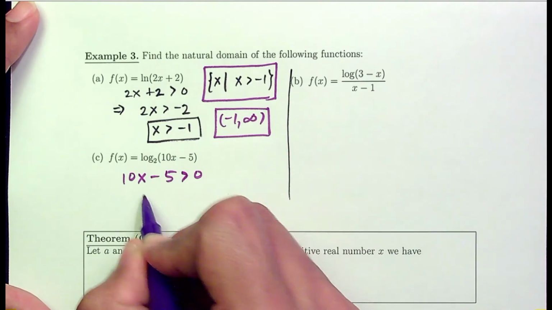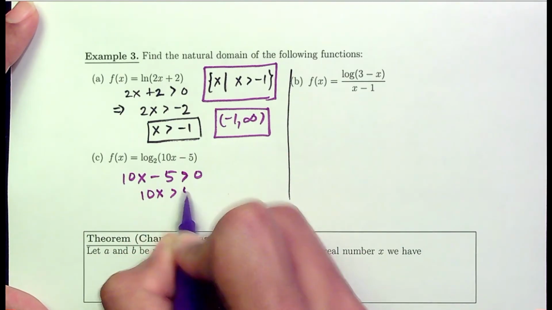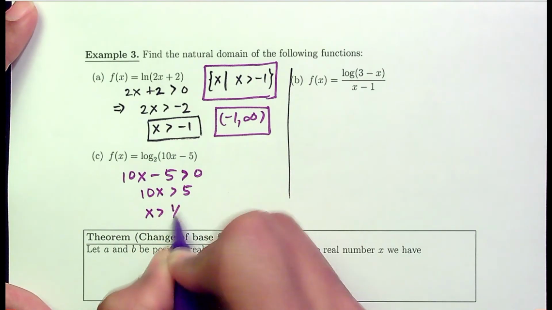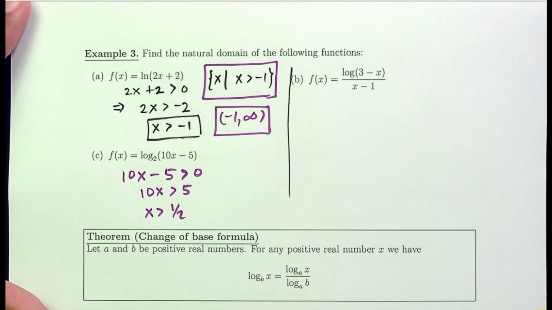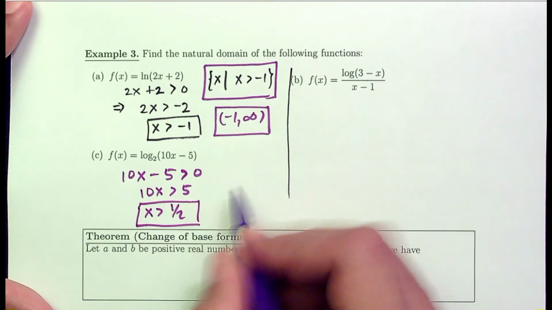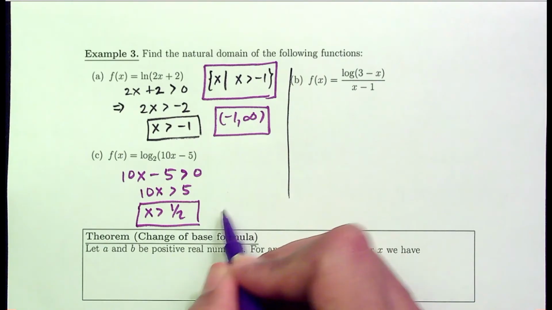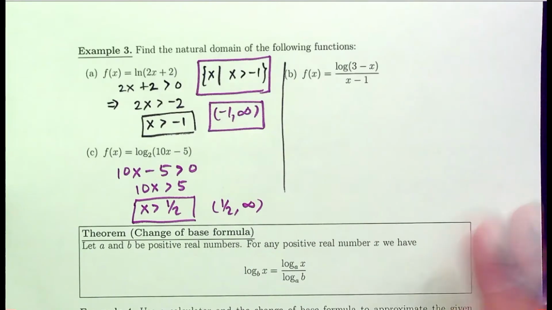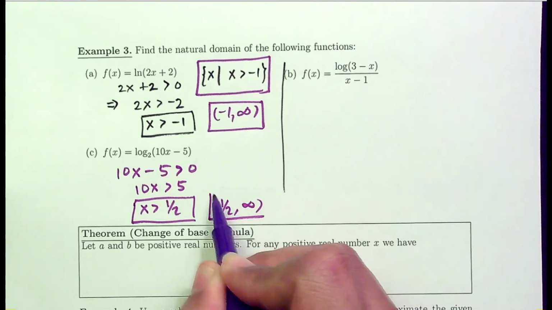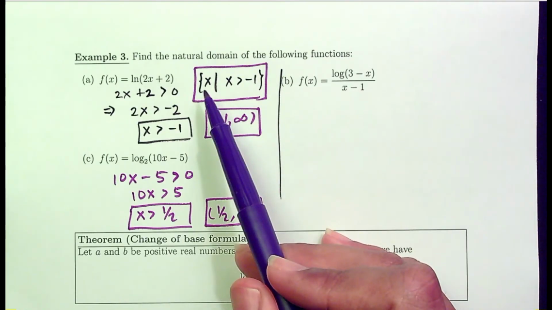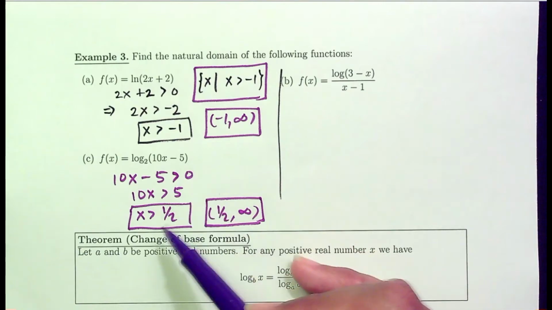So move the 5 and divide by 10, and you get x is bigger than 1/2. So the answer in interval notation would be from 1/2 to infinity, because you again want the numbers bigger. And set builder notation is basically just writing the brackets instead of all x such that x is, and then you write x bigger than 1/2.